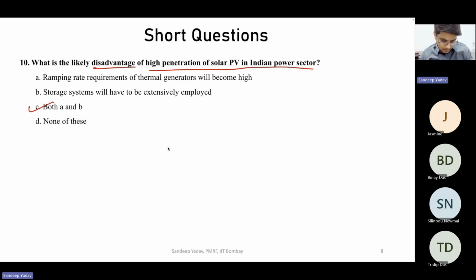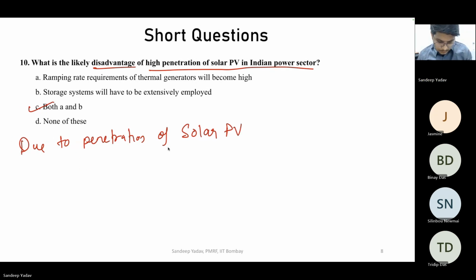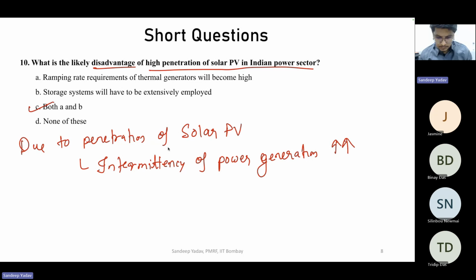A and B will be the right answer, because due to penetration of solar PV the intermittency of power generation will increase, because solar is an intermittent power. That means in the daytime, when the generation from solar PV is at peak and the load is less, storage systems such as batteries are required. So storage systems will have to be extensively employed.